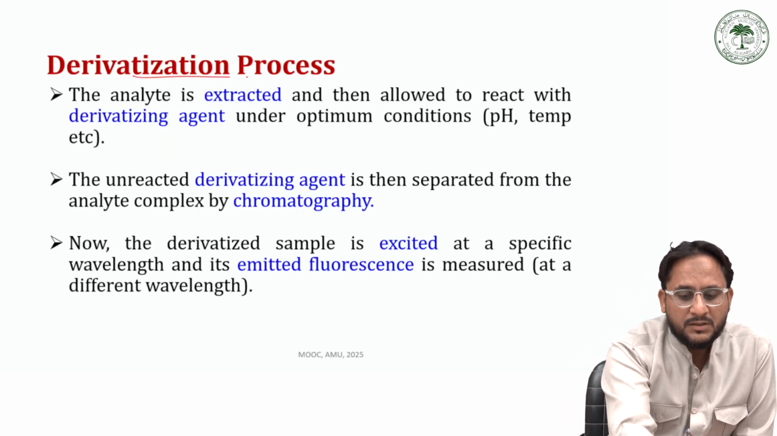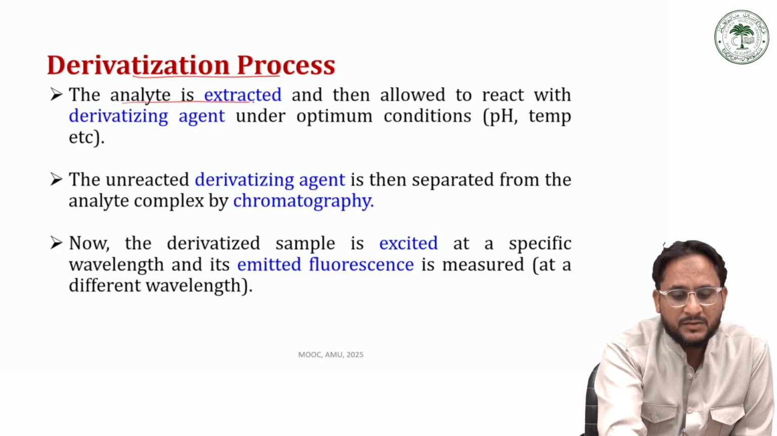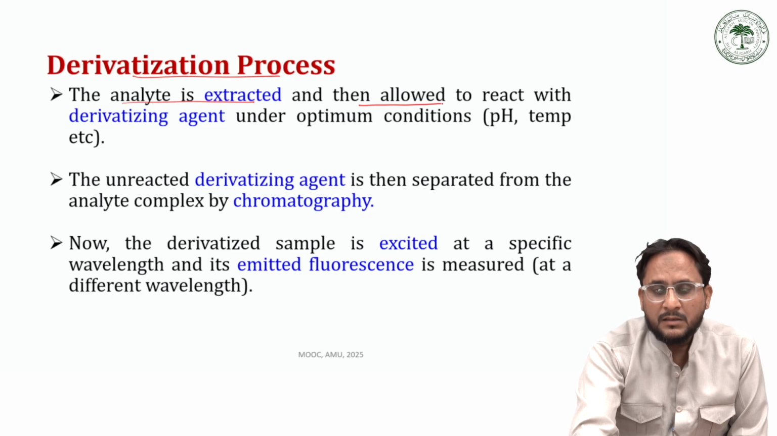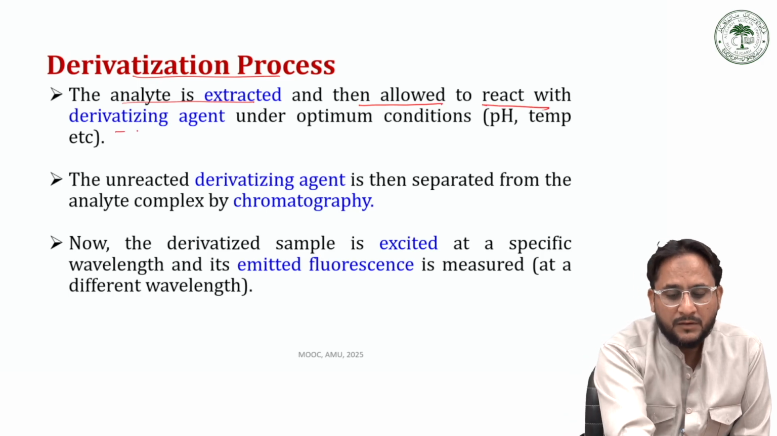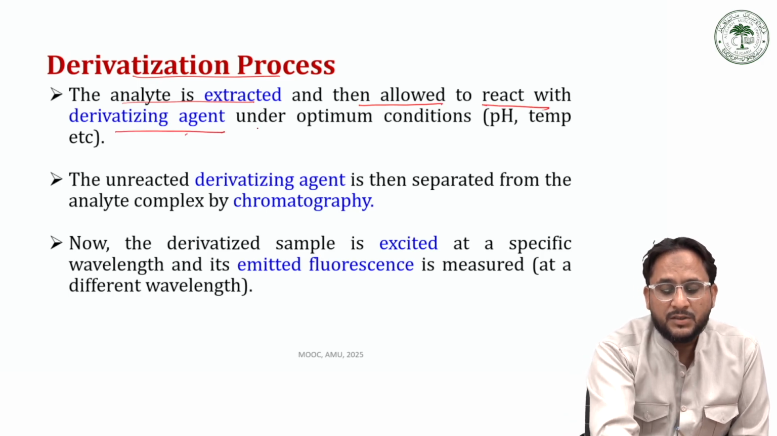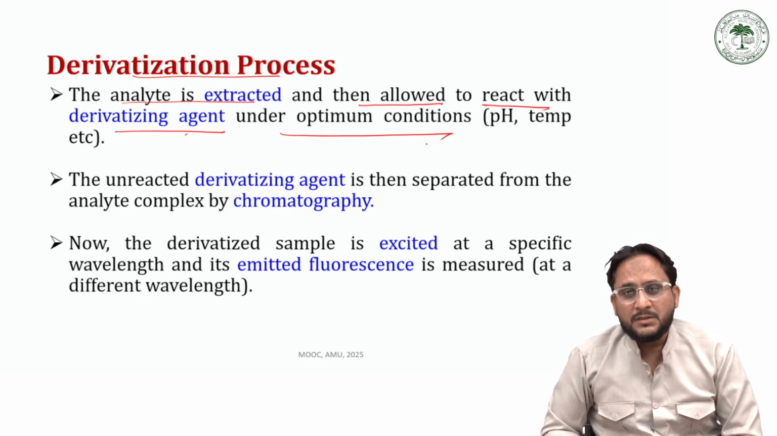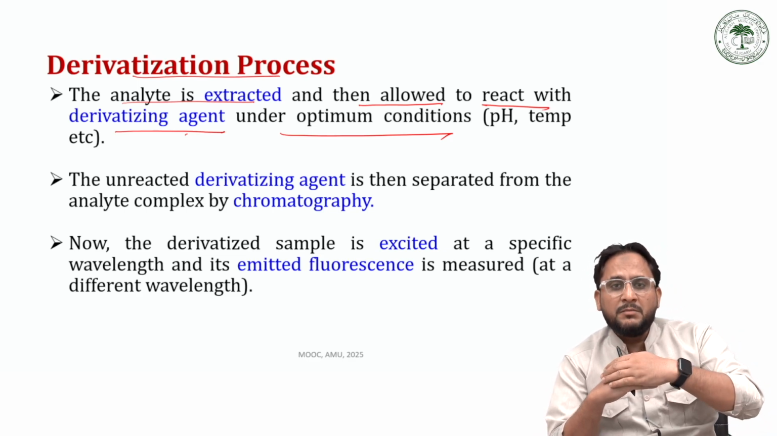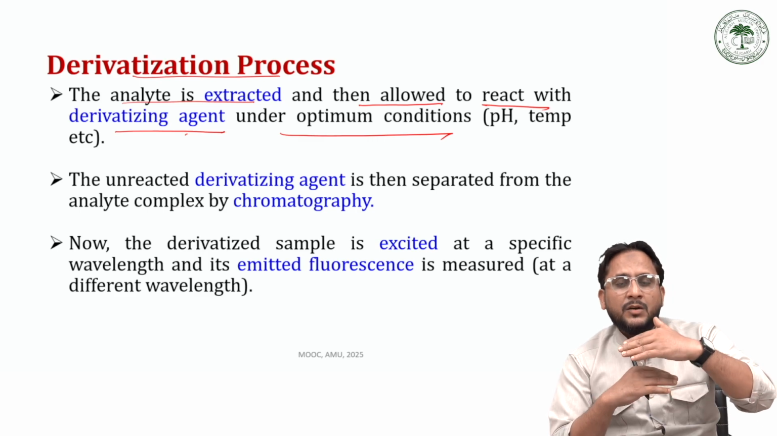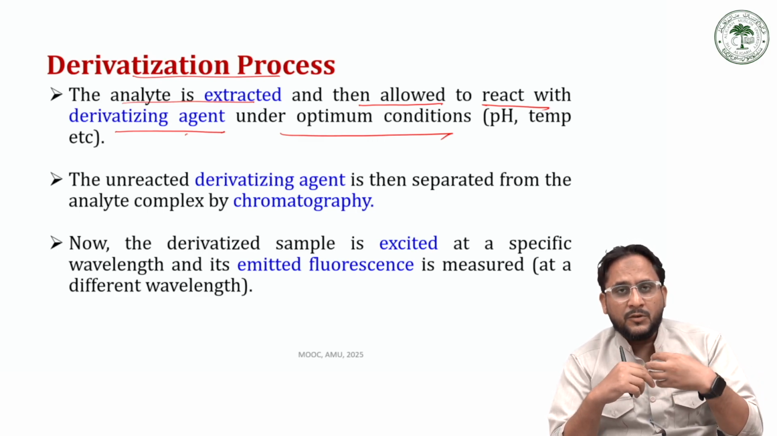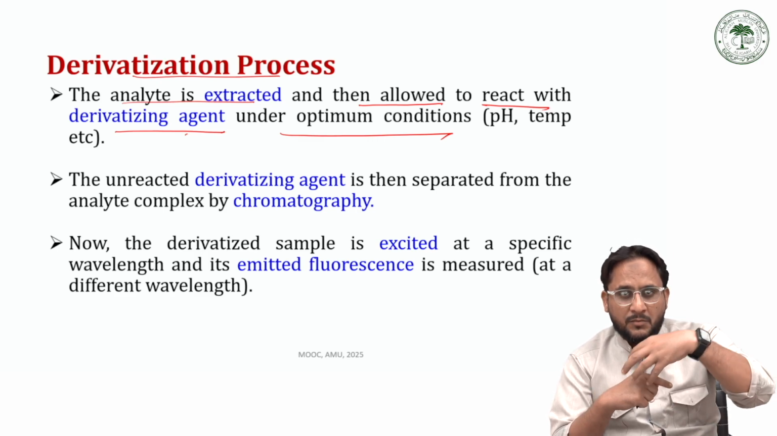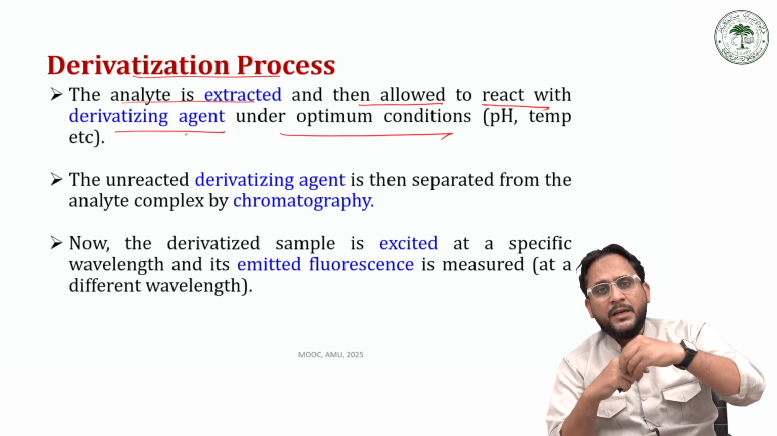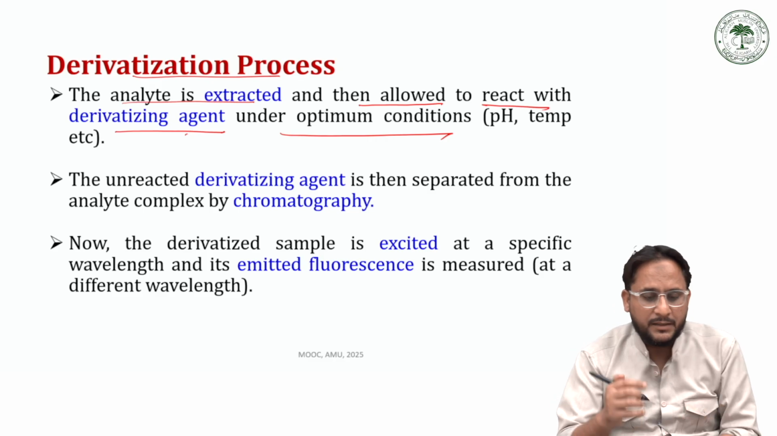So in this derivatization process, the analyte is extracted. First we extract the analyte from the sample matrix, and then the analyte is allowed to react with the derivatizing agent under optimum conditions of pH and temperature, so that the reaction occurs to its optimum level and we get the results we were expecting. The molecule should go and react with the analyte directly, or it should go and bind to a specific site of that analyte.